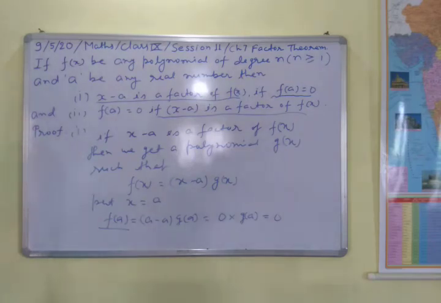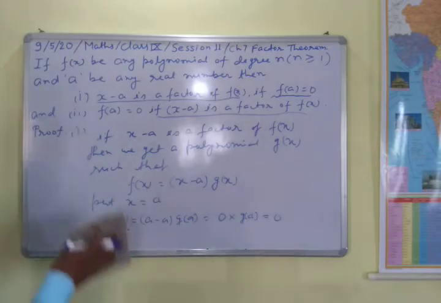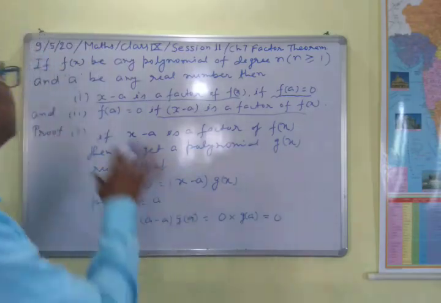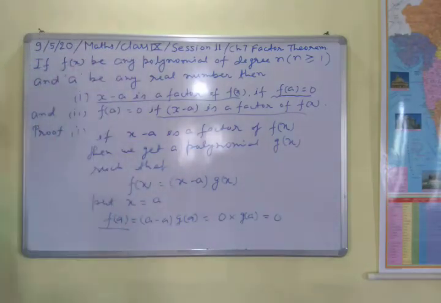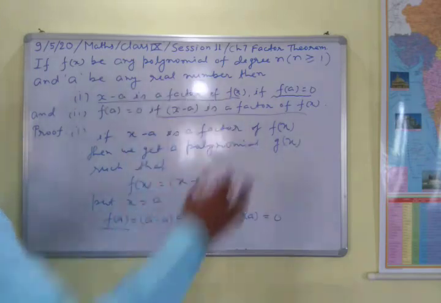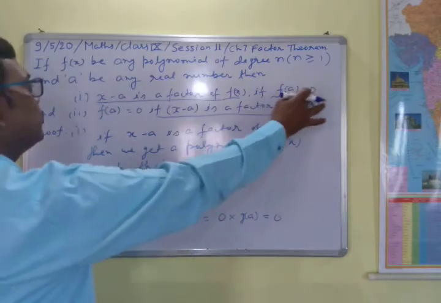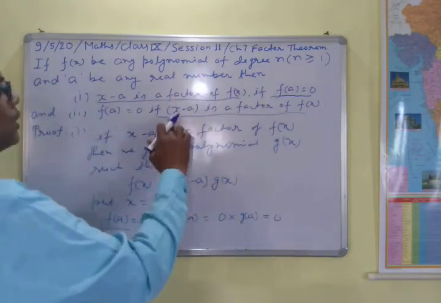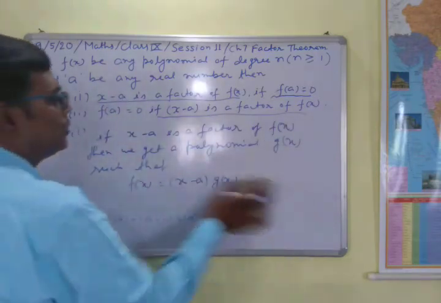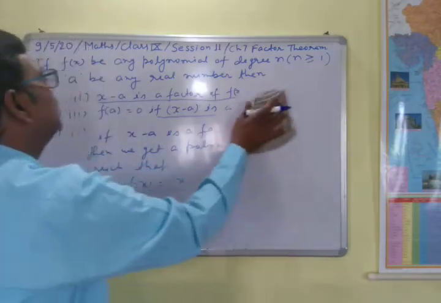And in this I will take one question. I hope you understood this factor theorem. You must remember this statement: if f(x) be any polynomial of degree n and a be any real number, then these two will be true. That is, x minus a is a factor of f(x) if f(a) equals 0, and if x minus a is a factor of f(x), then f(a) equals 0. Now take one example.